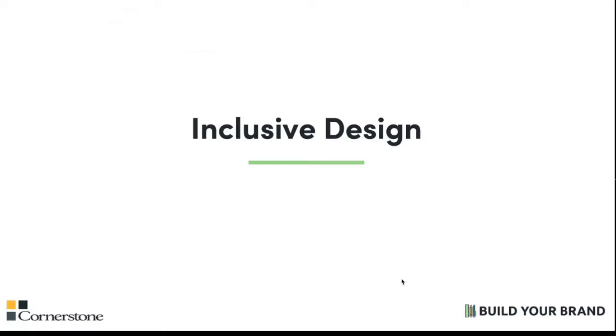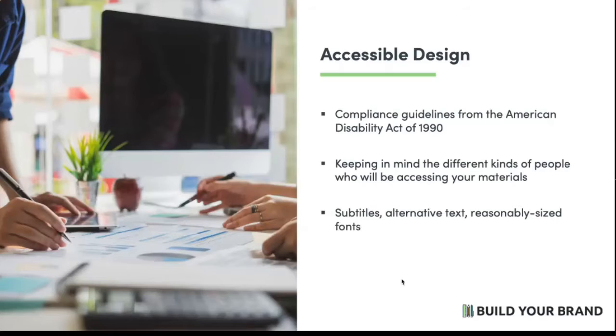Next, we're going to talk about inclusive design. Especially in the health insurance industry, it's vitally important that your branding be accessible for clients with permanent disabilities such as blindness, hearing impairments, chronic diseases that restrict mobility, and so on. Therefore, there are compliance guidelines to keep in mind in accordance with the American Disability Act of 1990 when considering your branding. These guidelines are all created in an effort to keep your designs inclusive, which means keeping in mind the different kinds of people who will be accessing your materials.